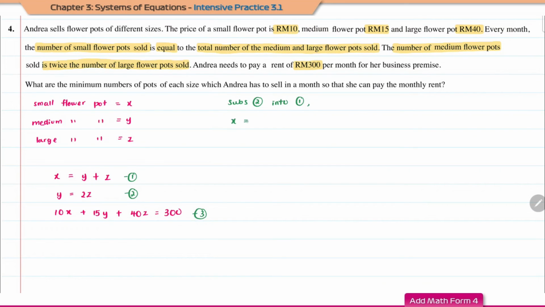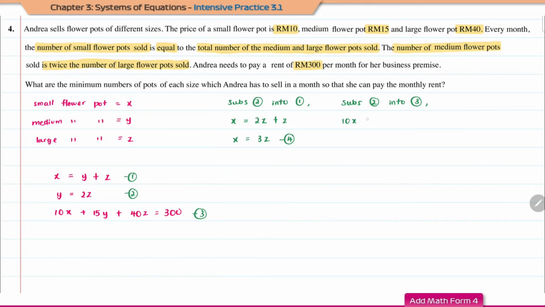So x is equal to y, which is 2z plus z. So x is equal to 3z. I'm going to label this as equation number 4. Next, I'm going to substitute equation number 2 into equation number 3.